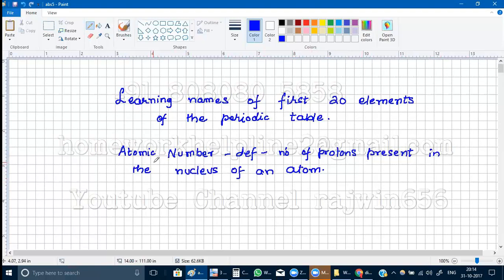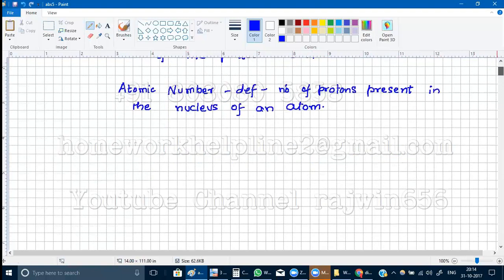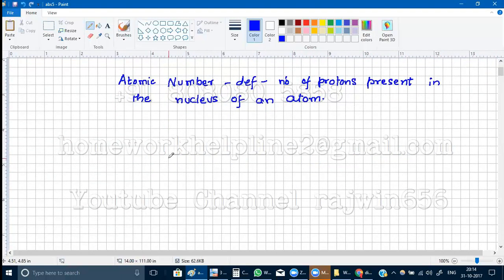So atomic number 1, we will start with this element, is hydrogen. Atomic number 2 is helium. These are all names of the elements with their atomic numbers, with their electronic configuration, as well as their valency. You need to learn them by heart. So I'm going to make you learn this in the form of a story, which is going to make it easy to remember the names of these first 20 elements.